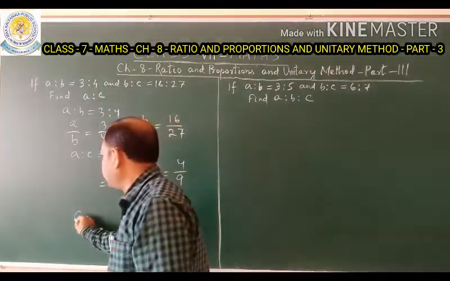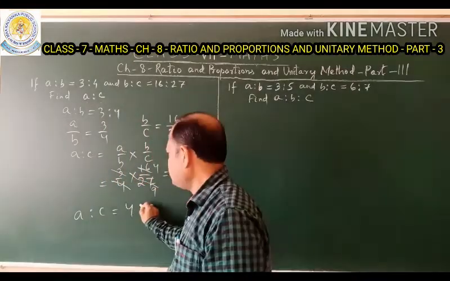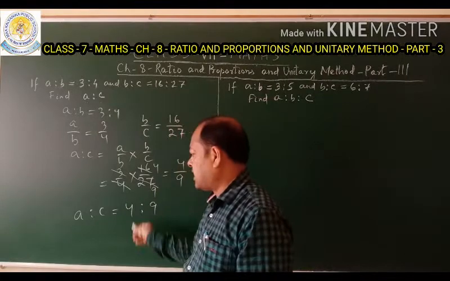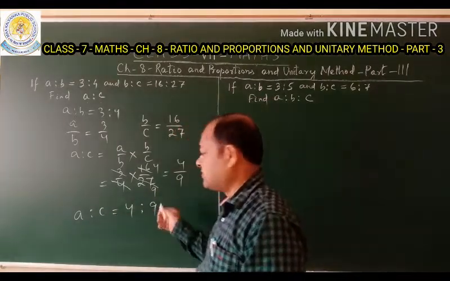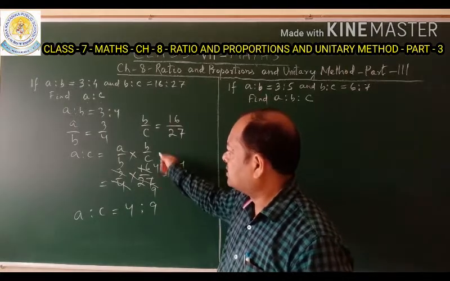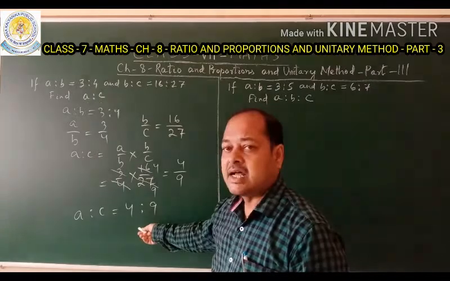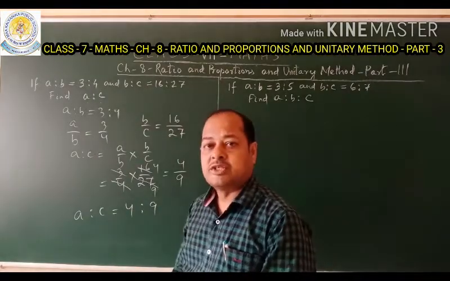So what is the value of A is to C we are getting now? A is to C is 4 is to 9, where 4 is the value of A and 9 is the value of C. So the method applied here is to multiply both the ratios, and we get the answer, that is A is to C is 4 is to 9.